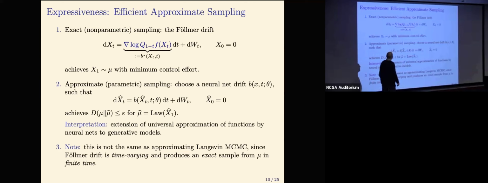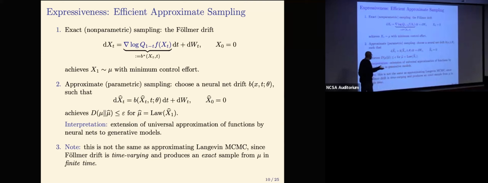We could call it non-parametric sampling because, look, there are no parameters here. You give me f, which is the density of mu with respect to the Gaussian, right? So just take the density of mu divided by the density of a Gaussian. That's what you get, right? So you can achieve this with minimum control effort exactly.